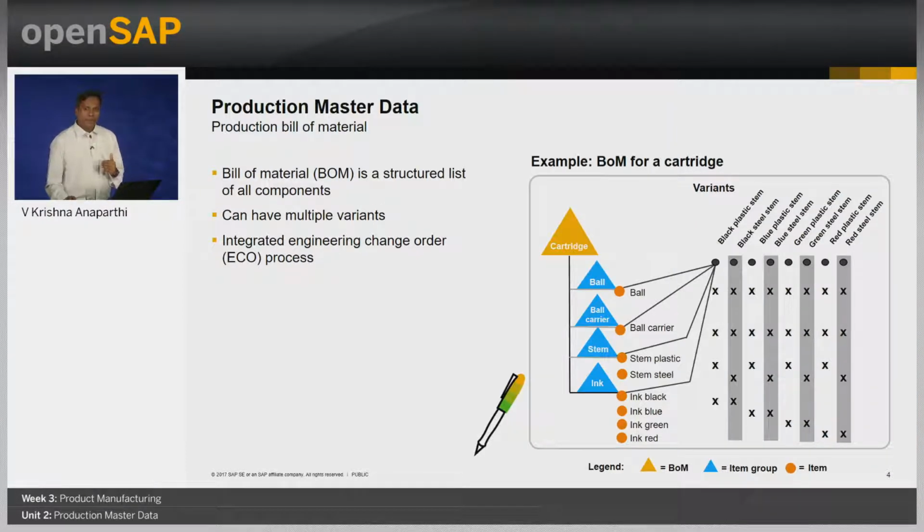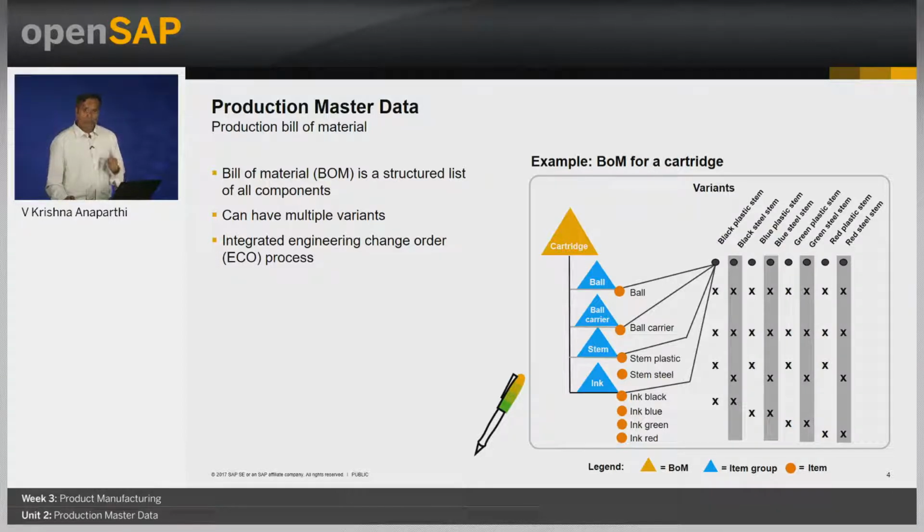Production bill of material primarily refers to the structured list of all the components that constitute a product. While creating production bill of material, engineering change order is mandatory. Engineering change order, or ECO as it is most commonly known, primarily refers to the design document which defines the basis for creating or modifying the BOM. If I take the example of a cartridge, it can have the items as ball, carrier, etc. It will also have the information of how many units of these items are required to make one cartridge.